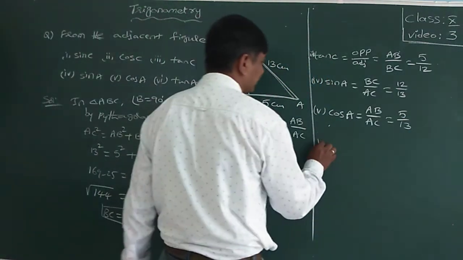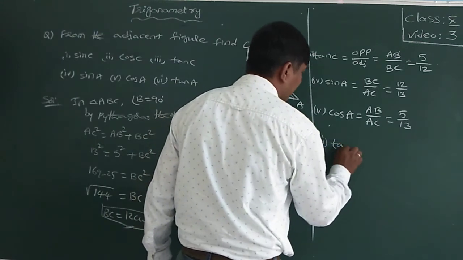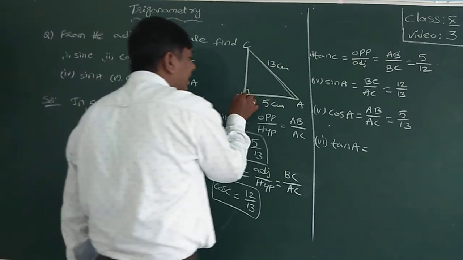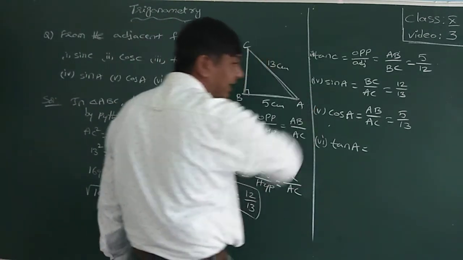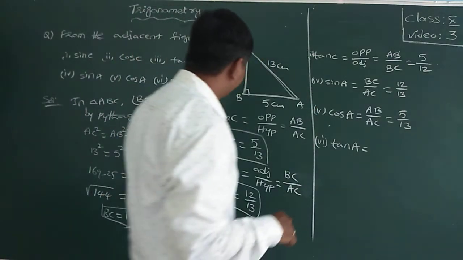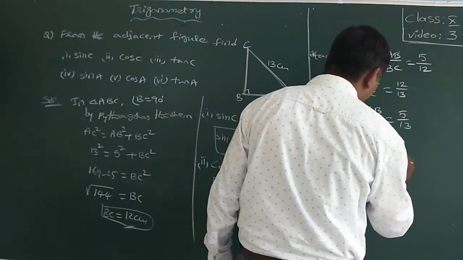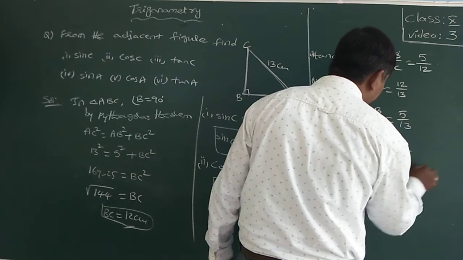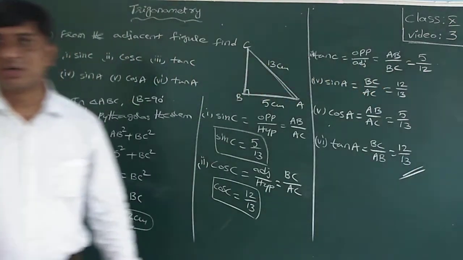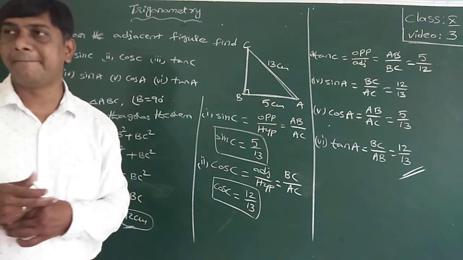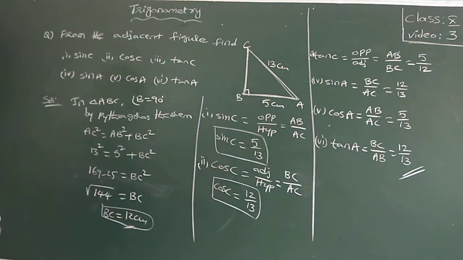Next one is tan A. Opposite side to the adjacent side of angle A. The opposite side is BC and the adjacent side is AB. That is equal to 12 by 5. Okay, if any cancellation is possible, cancel it. Okay, please write down.